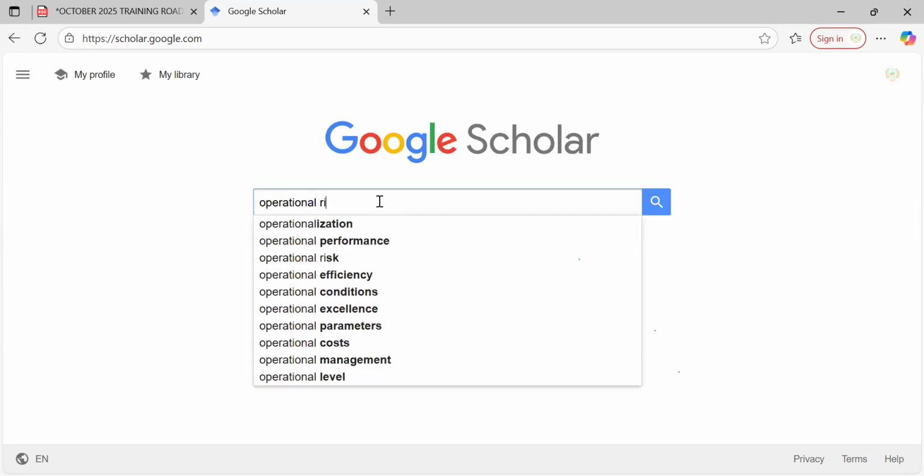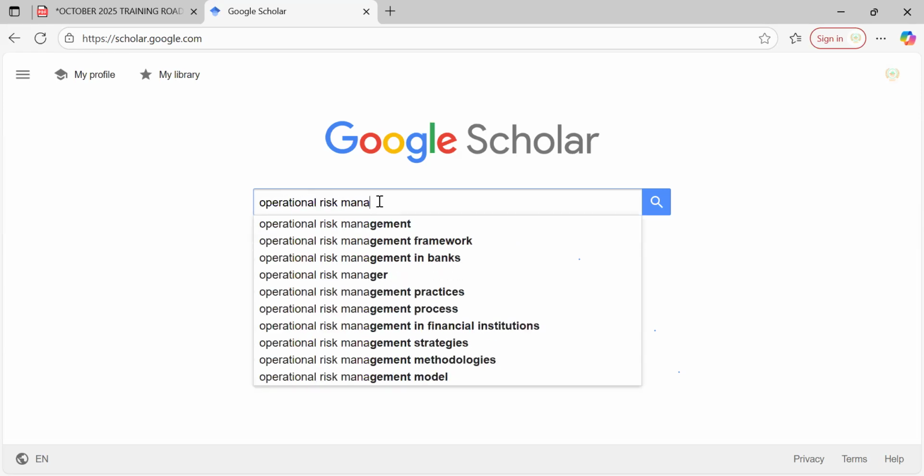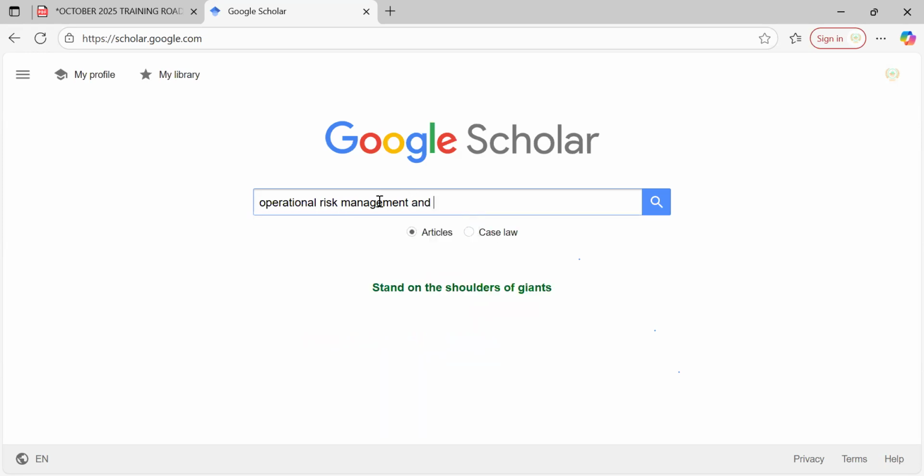Operational risk management. I'm interested in those variables. We'll be discussing variables in topics going tomorrow. Operational risk management and performance.